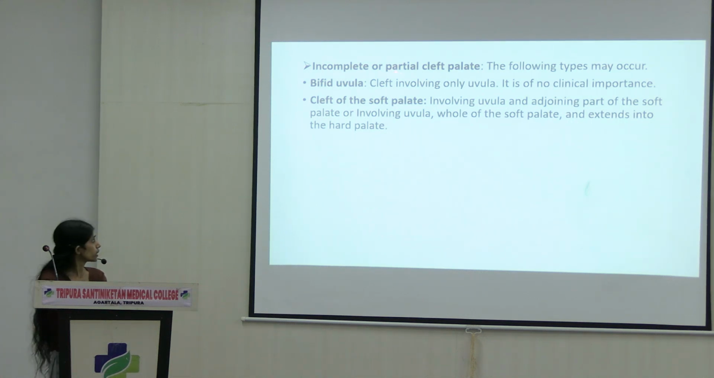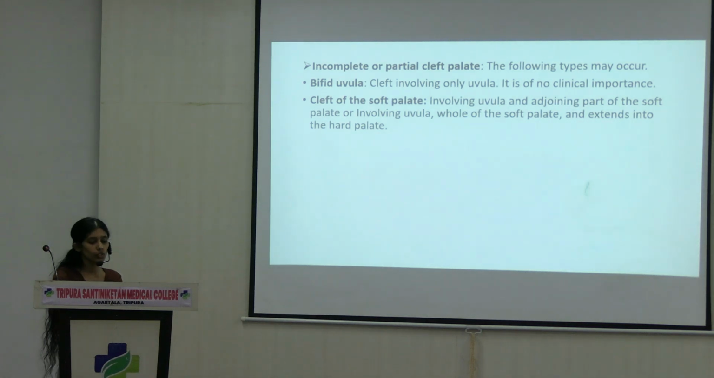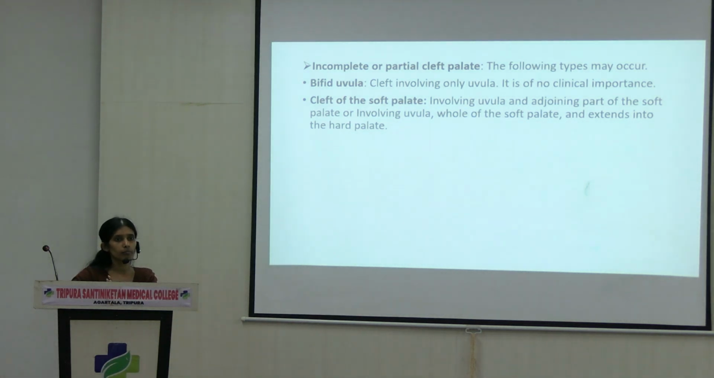The next condition is incomplete or partial cleft palate. The following types may occur, that is bifid uvula and cleft of the soft palate. Cleft involving only the uvula is of no clinical importance, and cleft of the soft palate is that involving the uvula and the adjoining part of the soft palate, or involving the uvula with all of the soft palate and extending until the hard palate part. So, what did you understand? What happens in the incomplete cleft palate?